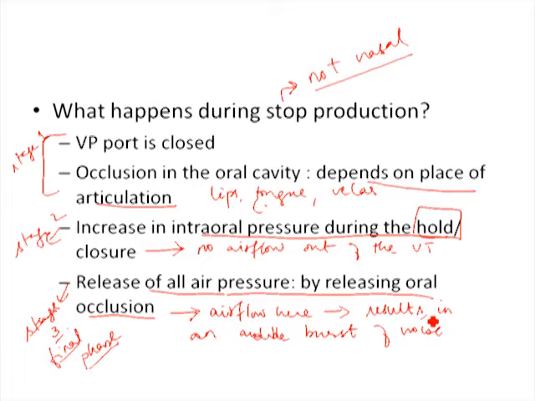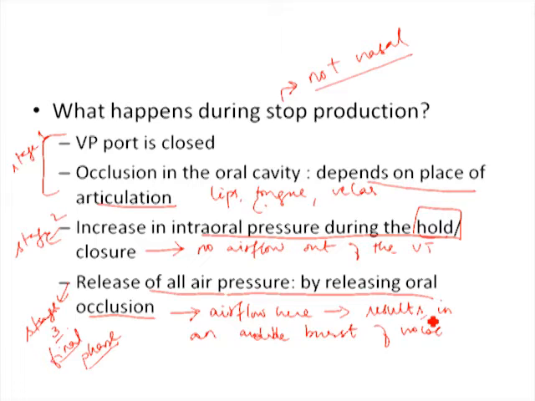So let's reiterate the three stages in stop production. The first stage is you close your velopharyngeal port and you occlude your oral cavity, and it depends on the place of articulation. In the second stage, there is no release of airflow, but there is a building of increased intraoral pressure during the hold or closure phase. Then once you're ready to release, the air pressure is released, there is an airflow release.